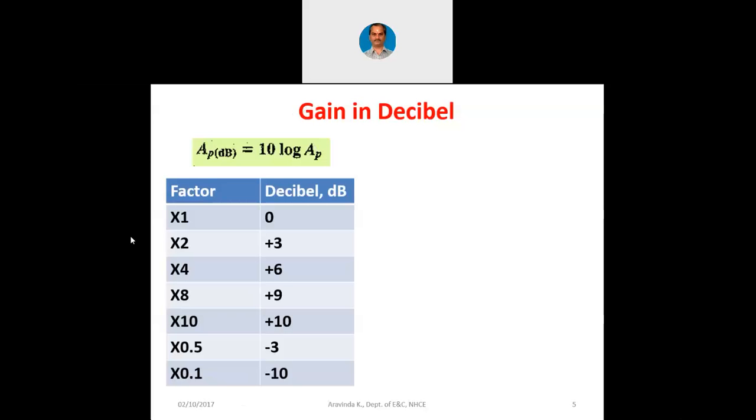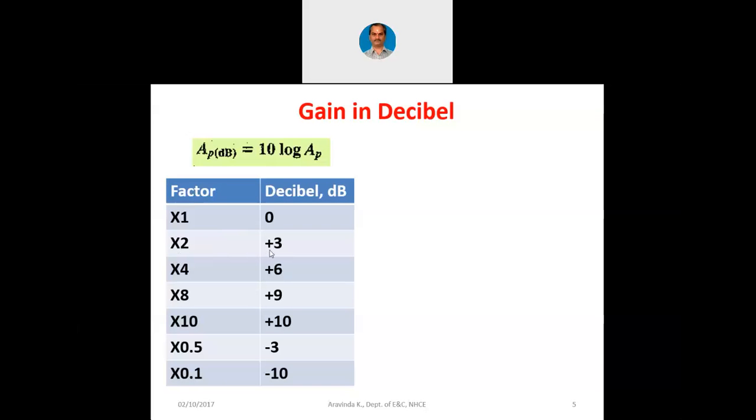There is slight disturbance here. Anyway, if the factor is into 1, then it is 0 dB. That means if there is no gain, let us say output power and input power are the same, then there is no gain. That means log of 1, and log of 1 is 0. That is how, if it is into 1, then decibel is 0.